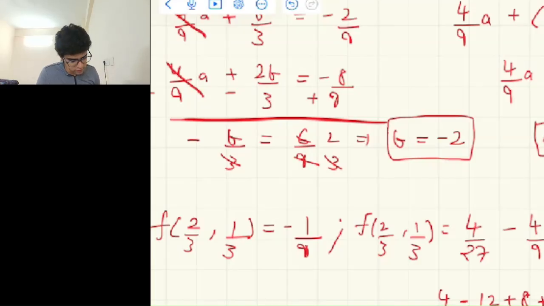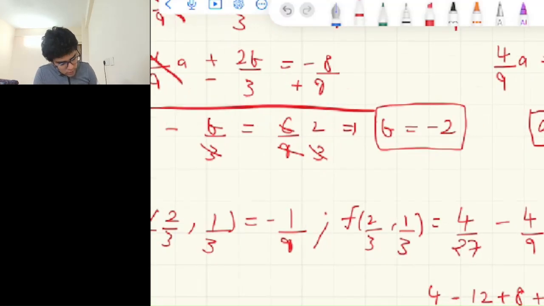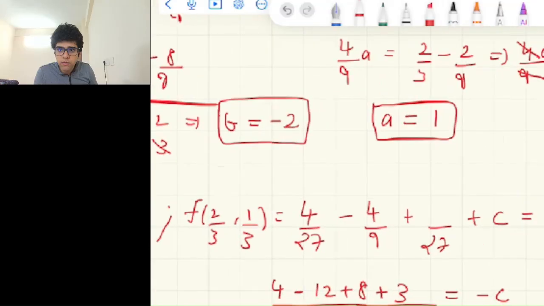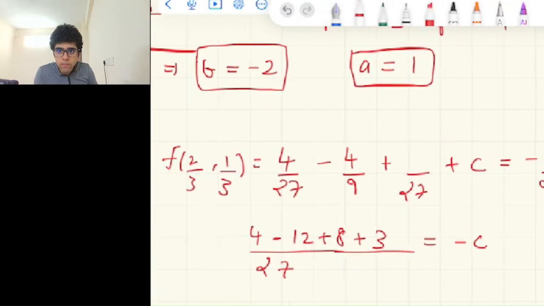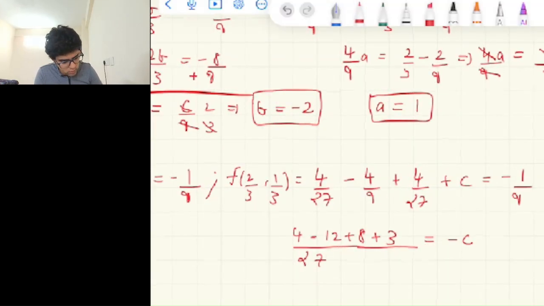So this is 4/27. This is actually 4/27, not 8/27, right? So 2 into 2 is 4, and multiplied with 4/3 into 1/9. This is 4/27. This should be 4/27, right? Now solving this.